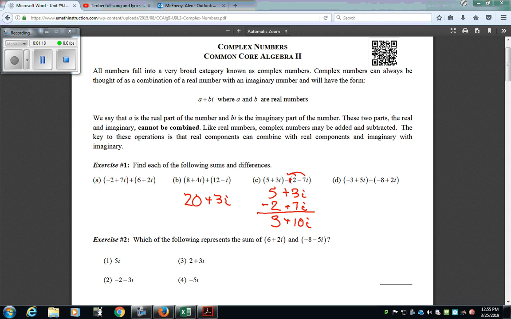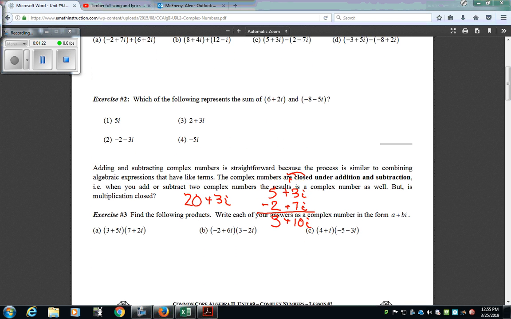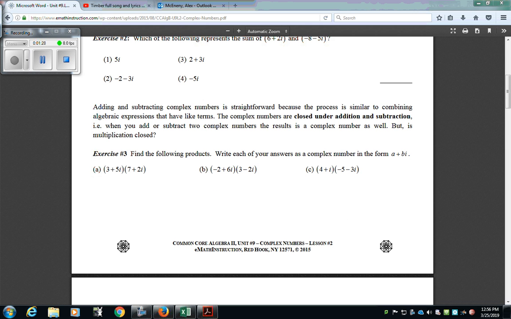So we're going to look at a couple now that deal with multiplication. And if you take a look at the bottom in exercise 3. So if we look at A, you're going to want to distribute. And again, you're doing double distribution because you got 2 terms in the first parenthesis and 2 terms in the second. So you want to multiply those out and combine like terms.